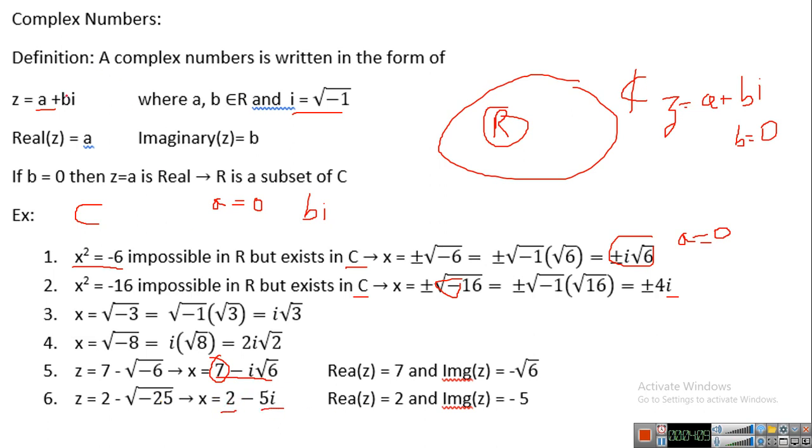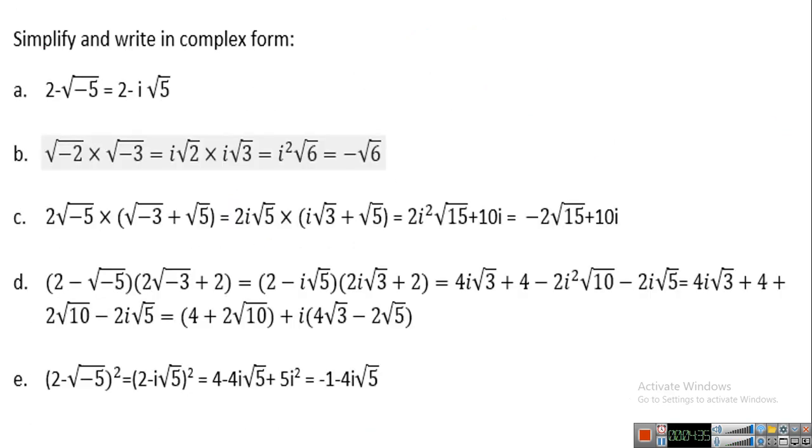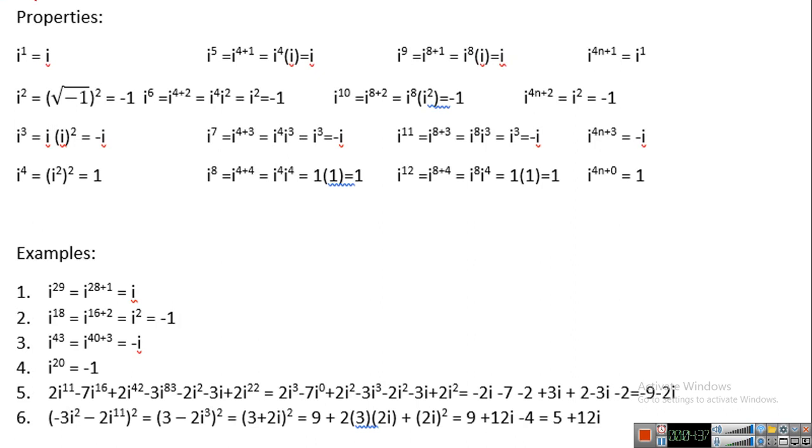So a complex number is of the form a + bi. For example, if you have 2 + 3i, it means I have 2 plus radical minus 9. But I don't write it as radical minus 9. To say I'm working in complex, I introduce i instead of radical minus 1, to say I'm working in the complex set. So properties: we said that i is radical minus 1.